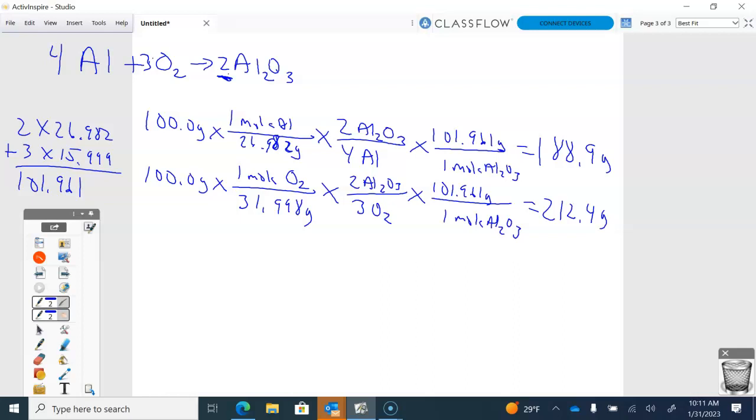First question is, what would be the limiting reactant? What am I going to run out of? Oxygen.